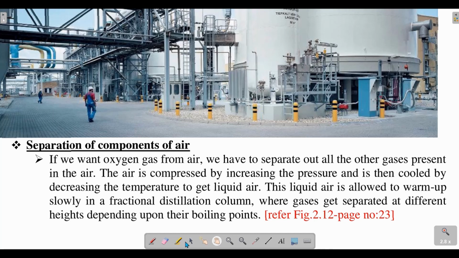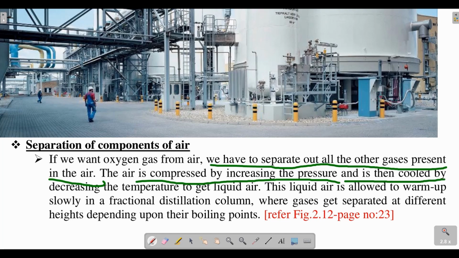Suppose we want to separate oxygen, because we know that oxygen is very essential for the existence of life. Nowadays, the medical industry needs a large amount of liquid oxygen. So to separate oxygen from air, we have to separate out all the other gases present in the air, because air is a mixture of more than one type of gas. This air is compressed by increasing the pressure, because we know that by compressing, gases can be converted to liquid, and it can also be cooled by decreasing the temperature to get liquid air.